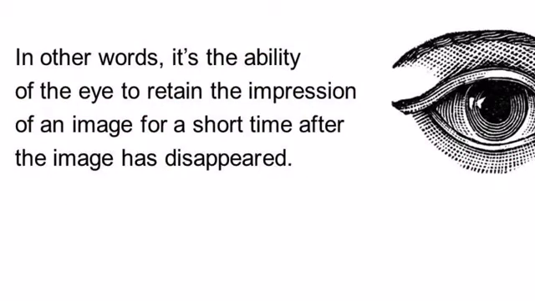Persistence of vision is the process by which the human brain retains an image for a fraction of a second longer than the eye records it. When the image is formed on the retina, it remains there for 1/16th of a second. This is called persistence of vision. In other words, it's the ability of the eye to retain the impression of an image for a short time after the image has disappeared. This phenomenon is used for making movies and animations by cinematographers.